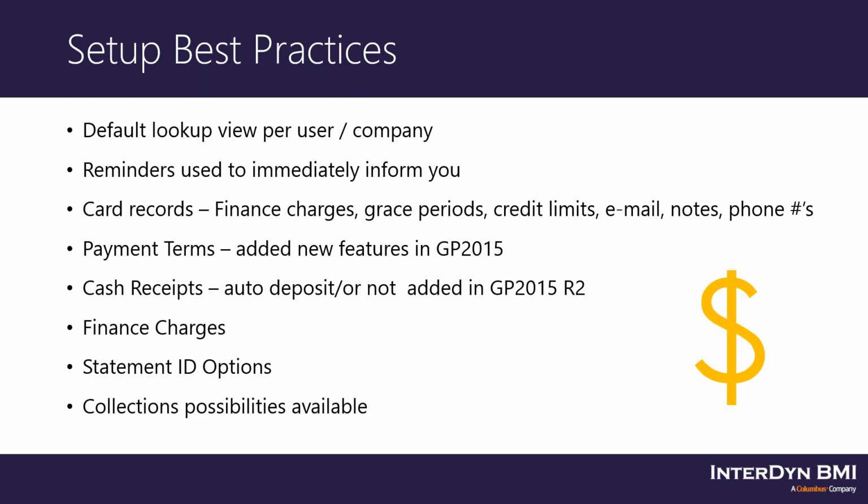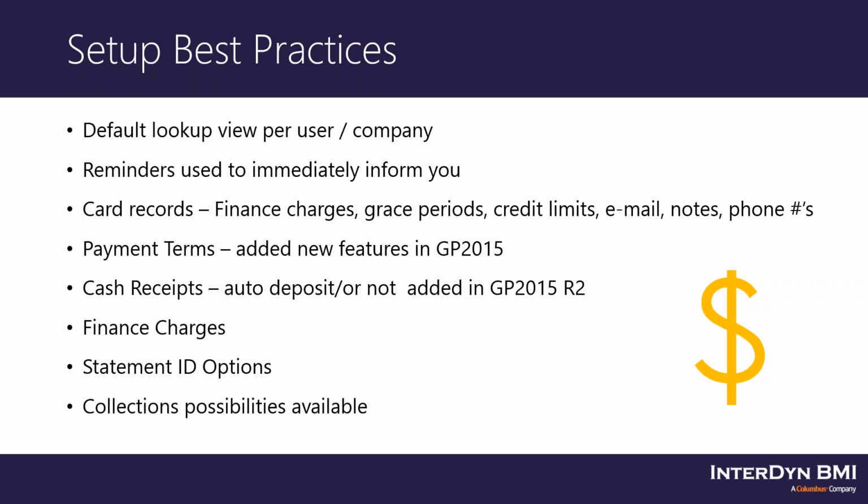To have a default lookup per user, per company, reminders used to immediately inform you, several features on the card records that we're going to need to look at to make sure that we've got the things set to be able to accomplish our goals. We're going to look at payment terms, and there were some new features that were added in GP 2015. So we'll take a look at that.